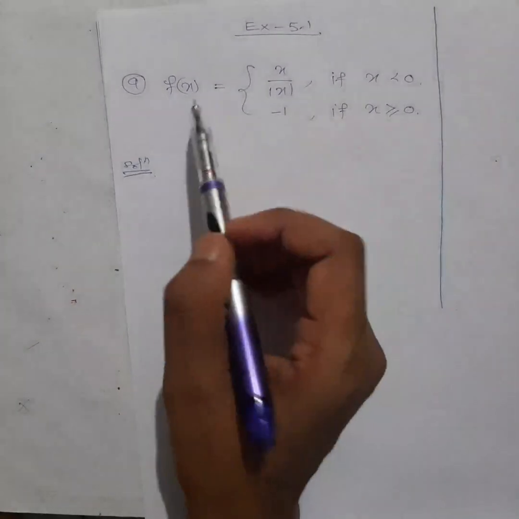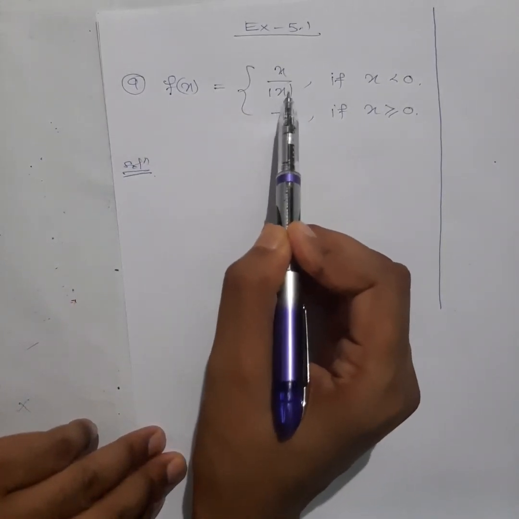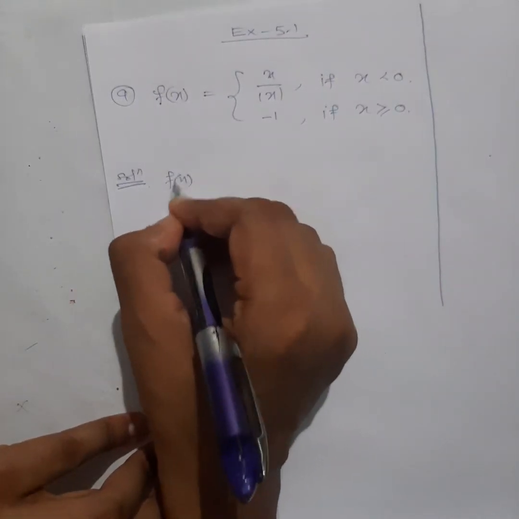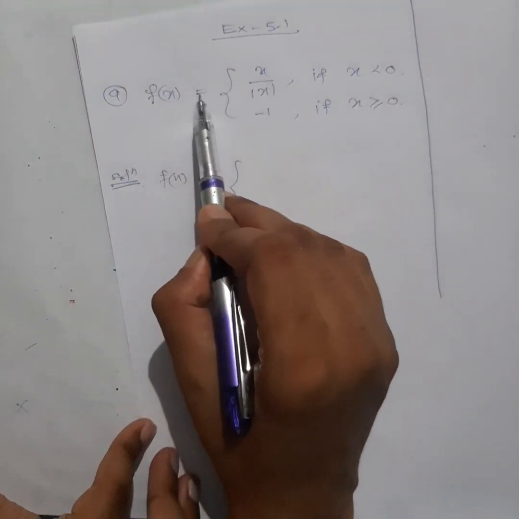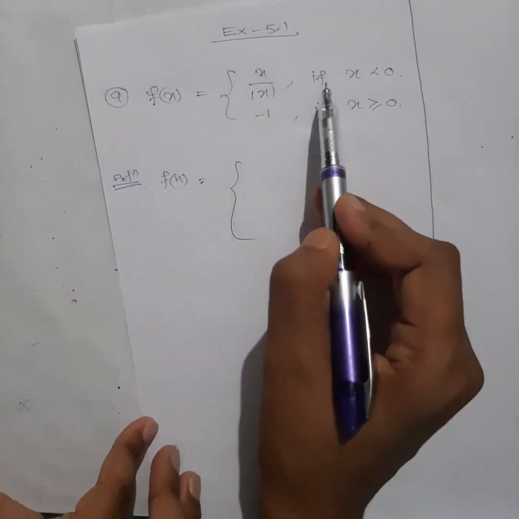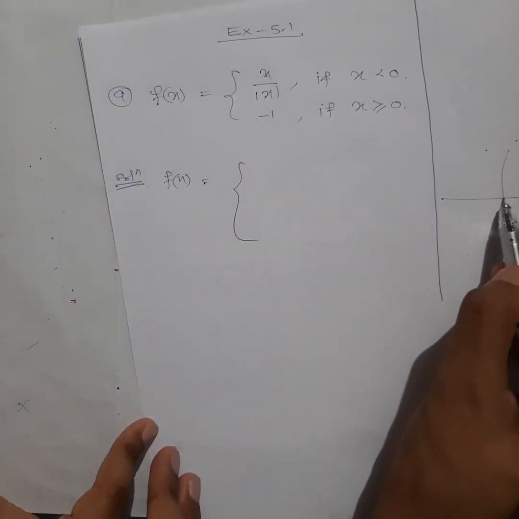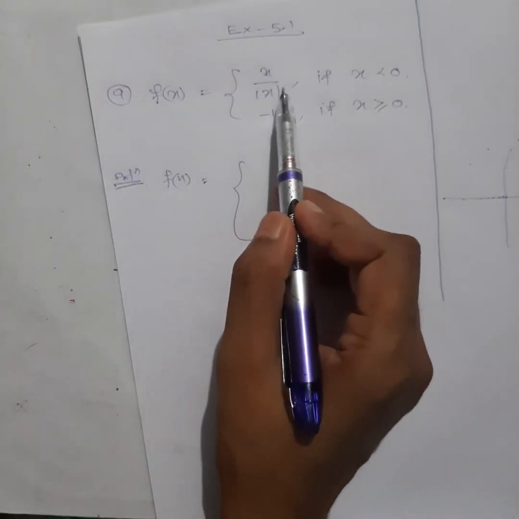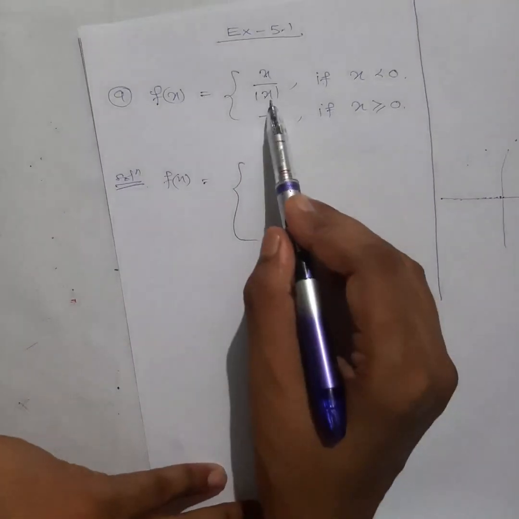Now, if you see this function f(x) equal to x by modulus x, whenever modulus x is there we used to redefine it, right? So let me write down this one. Now see what they have given, f(x) equal to x by modulus x if x is less than 0. When you draw the graph, whenever you take x less than 0, y will be x by modulus of x.